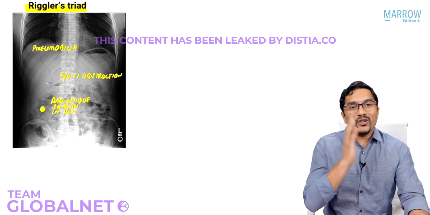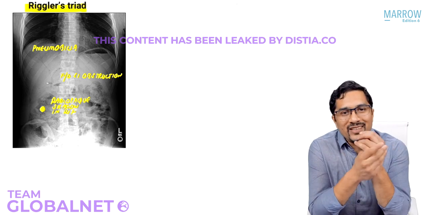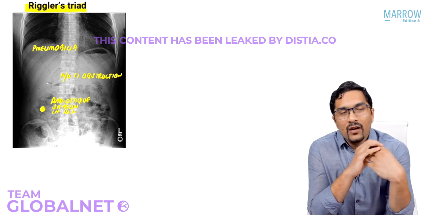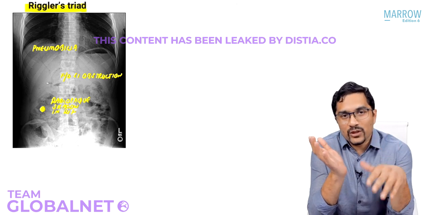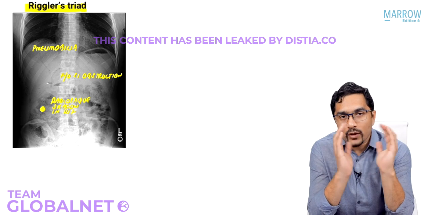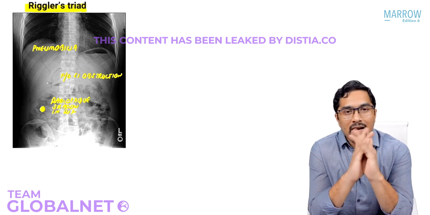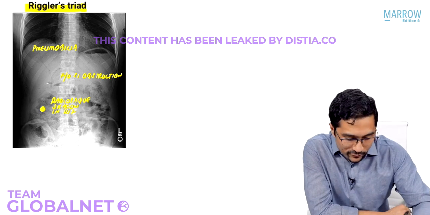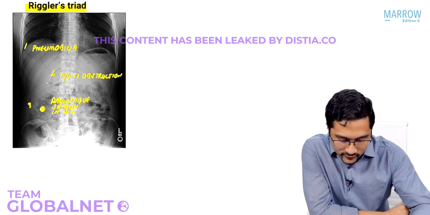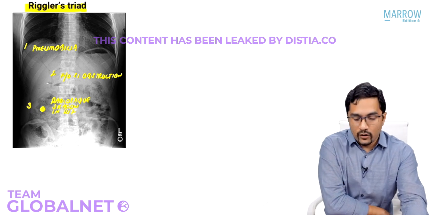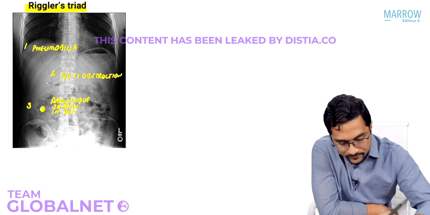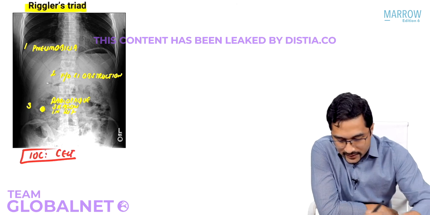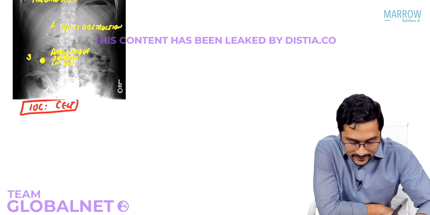Right? Now, you might be wondering that a gallstone, only 10% are radio-opaque. So how come it's showing up on an X-ray? Well, what happens is that these stones, when they travel down, they get coated by calcium salts in the bowel. And when they get coated by calcium salts in the bowel, they will appear radiopaque. So these are the three features of Rigler's triad: pneumobilia, features of small intestinal obstruction, and a radiopaque shadow in the right iliac fossa. The investigation of choice is a CECT, that is a contrast enhanced CT scan.